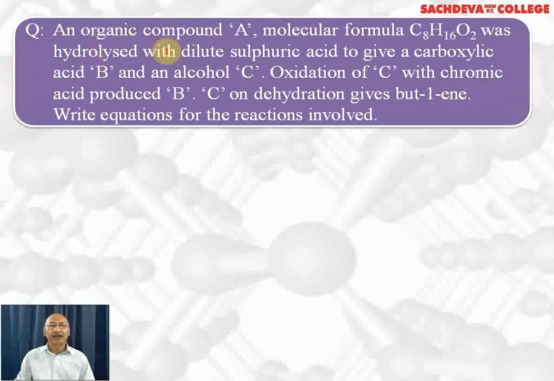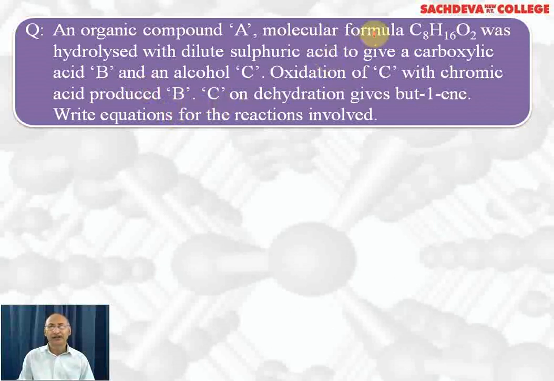Next problem: an organic compound A, these are structural problems. An organic compound A with molecular formula C8H16O2. Now from this molecular formula we find that hydrogen is double the carbon, so it is likely to be an aliphatic carboxylic acid or ester. Was hydrolyzed with dilute sulfuric acid means it is an ester, to give a carboxylic acid B and an alcohol C. Oxidation of C with chromic acid produces B. It means that the alcohol and carboxylic acid contain the same number of carbon atoms.